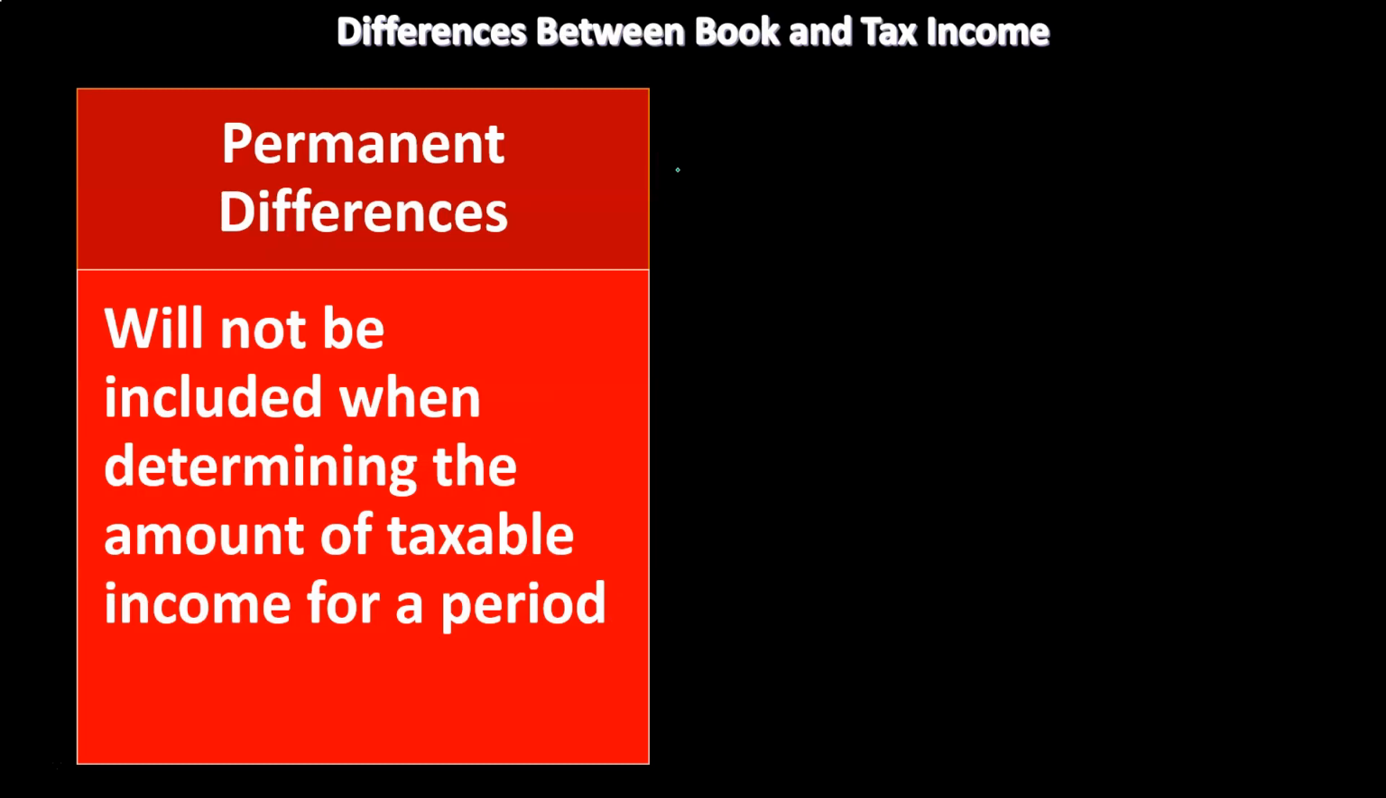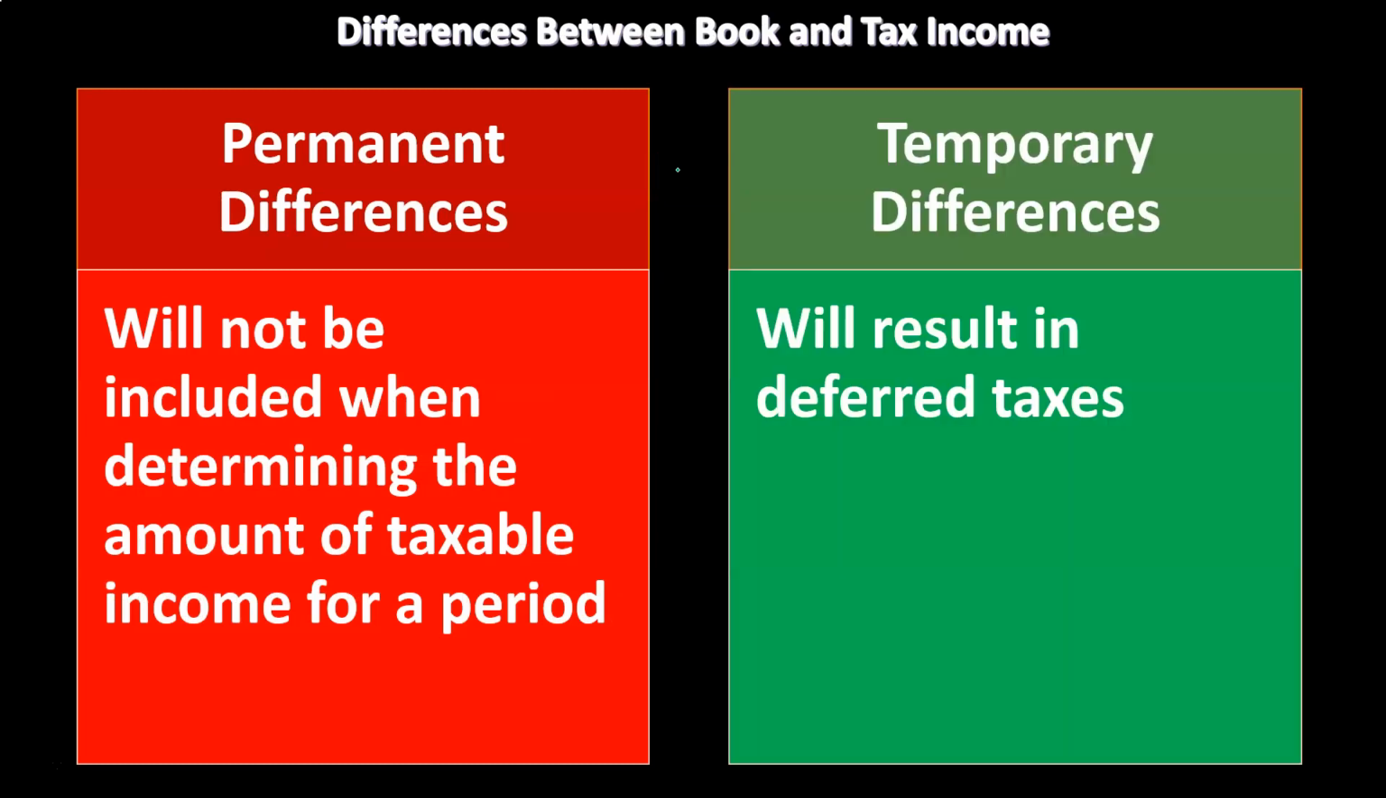All right, differences between book and tax income. We have permanent differences, and we have temporary differences. The permanent differences will not be included when determining the amount of taxable income for a period, because we're going to basically reverse them out. So permanent differences are things that are permanently not included in the taxable income.